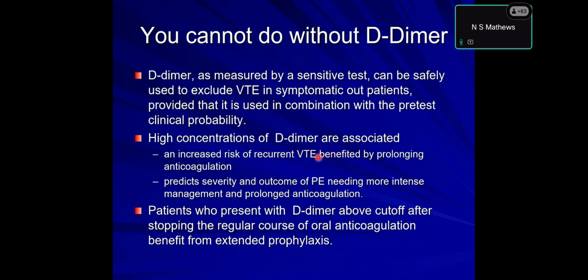High concentrations of D-dimer are associated with an increased risk of recurrent VT benefited by prolonged anticoagulation, and predict the severity and outcome of PE, needing more intense management and prolonged anticoagulation. Patients who present with a D-dimer above the cutoff after stopping the regular course of oral anticoagulation may benefit from extended prophylaxis. So again, D-dimer has a role in predicting those patients who might benefit from extended oral anticoagulation as prophylaxis. So that's it about this particular presentation.